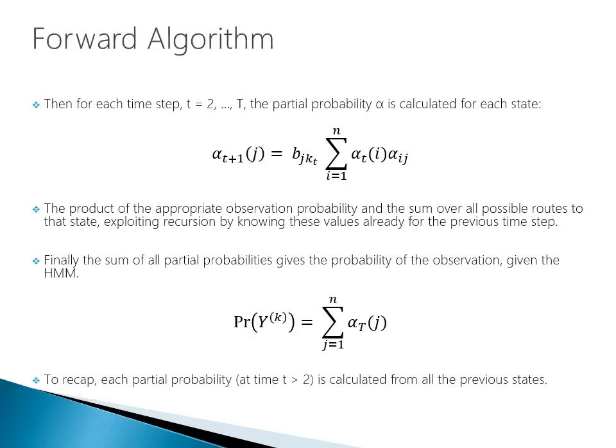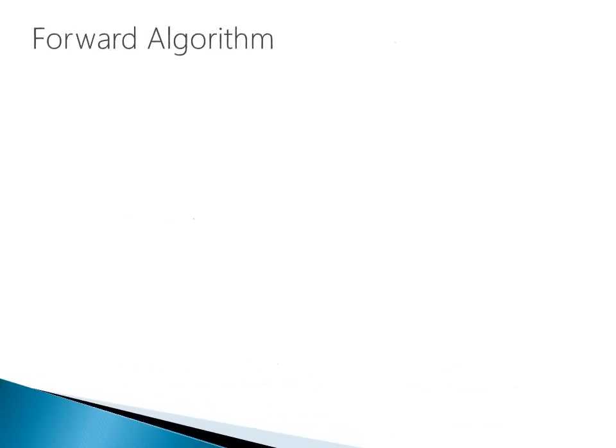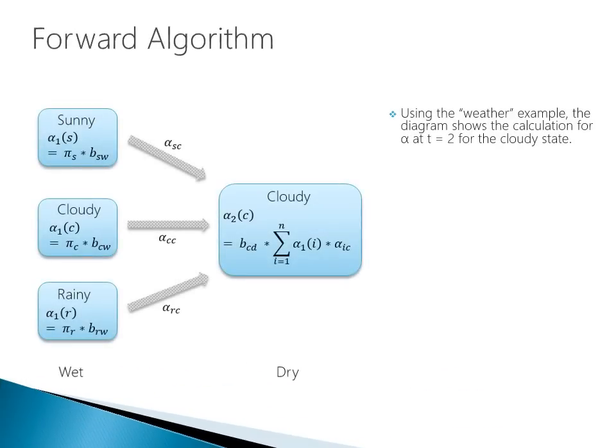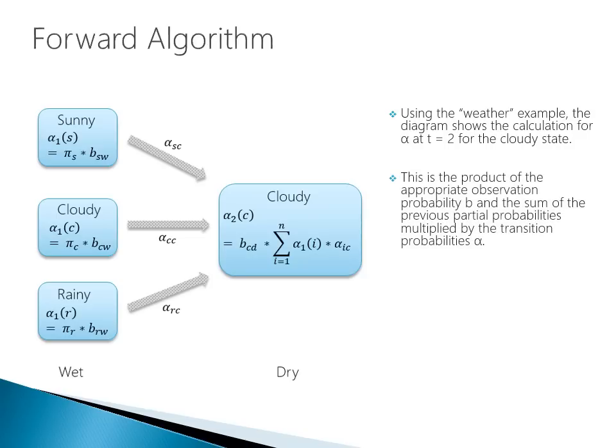To recap, each partial probability at time t greater than 2 is calculated from all the previous states. Using our weather example, the diagram shows the calculation for alpha at t equals 2 for the cloudy state. This is the product of the appropriate observation probability b and the sum of the previous partial probabilities multiplied by the transition probabilities of alpha.